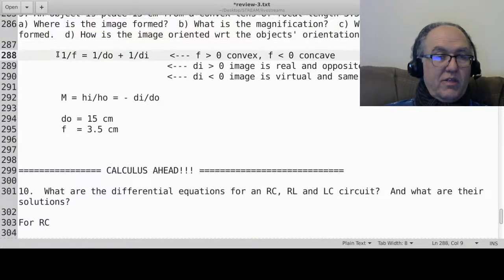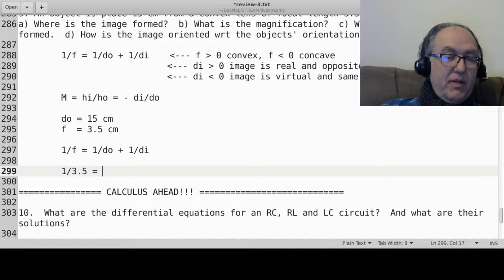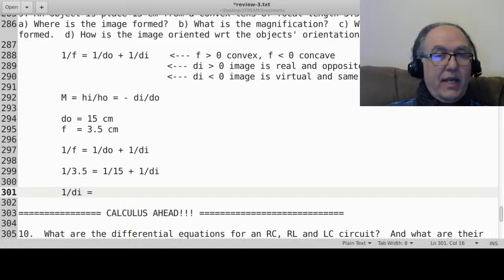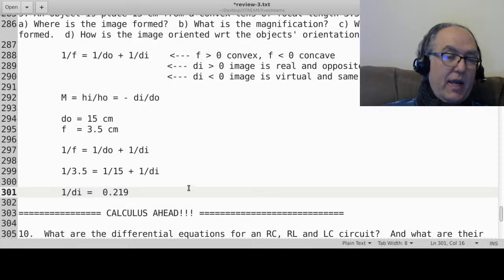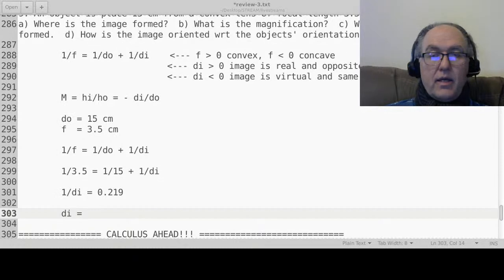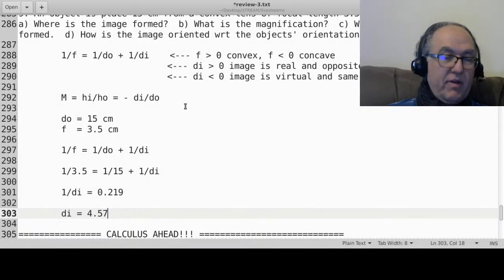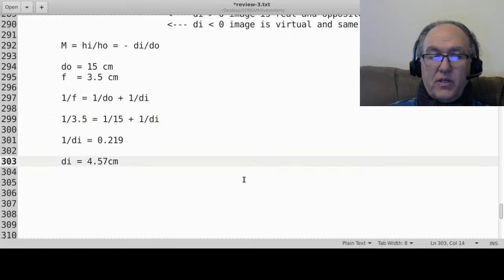Then I asked the question, where is the image formed? So I'm asking for DI, and we use this formula right here. You get 1 divided by 3.5, we'll work in centimeters, is equal to 1 divided by 15 plus 1 divided by DI. So 1 divided by DI is going to equal 1 divided by 3.5 minus 1 divided by 15, which is this number here. Then to get DI, you take the reciprocal and you get this number here. It turns out to be about 4.57 if I round. We were working in centimeters, so that number is in centimeters. If you go through the signs very carefully, that turns out to be positive.